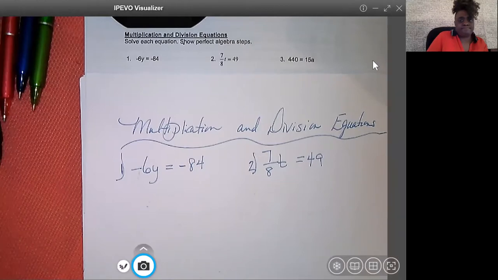Okay, here we are with take 6. So now we're on section 6, assignment 6, and this is multiplication and division of equations.